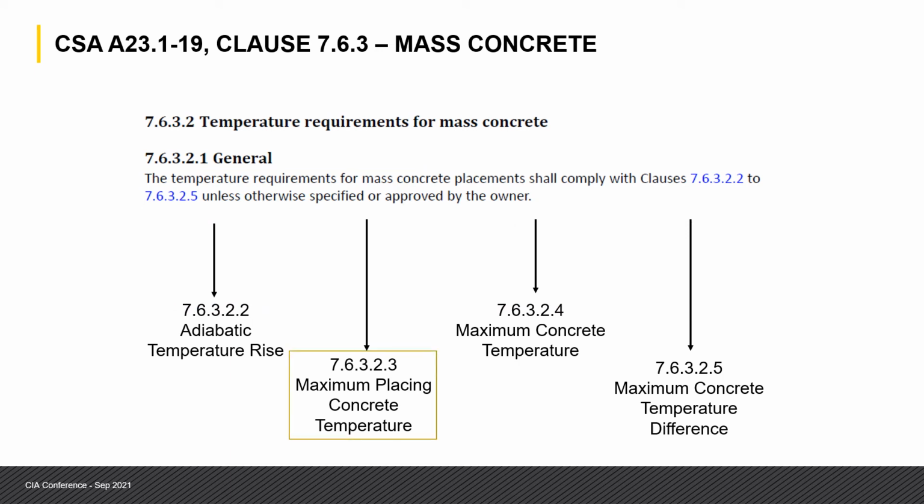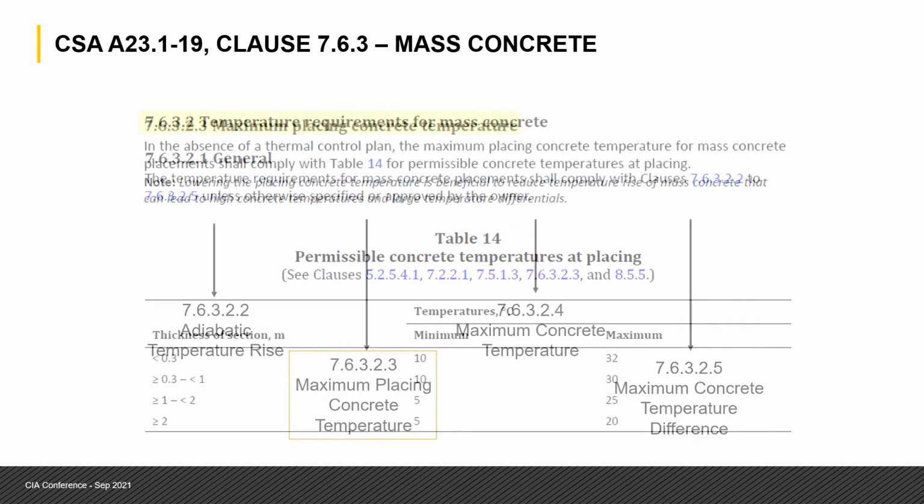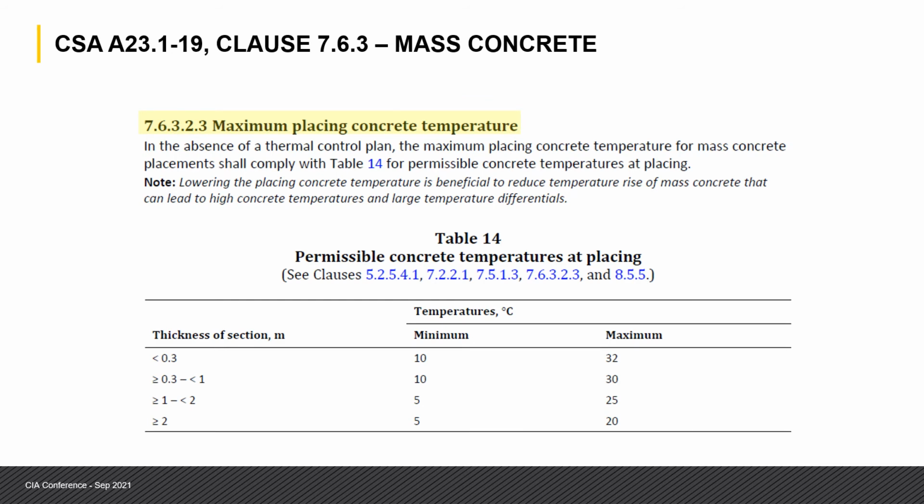Then we have the maximum placing concrete temperature. Before, we always defaulted to Table 14, which is provided here. As you can see, the maximum temperature can go between 20 and 32 degrees depending on the size of the element. However, because now we improved the way to provide thermal control plan requirements, we also allow that if the thermal control plan can tolerate higher temperatures, then the concrete temperatures can be higher than this table. So that's why it says in absence of a thermal control plan, then you default to Table 14. However, if you have a thermal control plan, you can go directly to the thermal control plan and use those temperature limits that are provided.